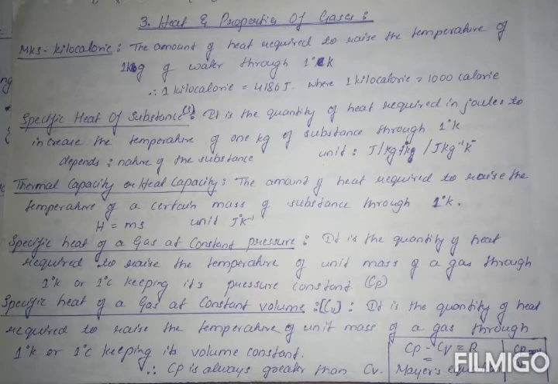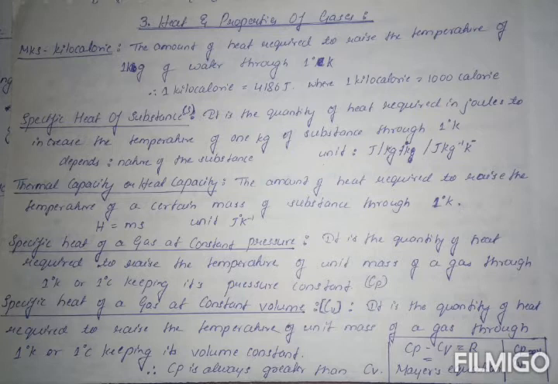Next, thermal capacity or heat capacity. It means the amount of heat required to raise the temperature of a certain mass of substance by 1 degree Kelvin. It means taking any mass of substance whose temperature is to be raised, and when heat is supplied to it until it rises by 1 degree Kelvin, then it is called thermal capacity or else heat capacity.